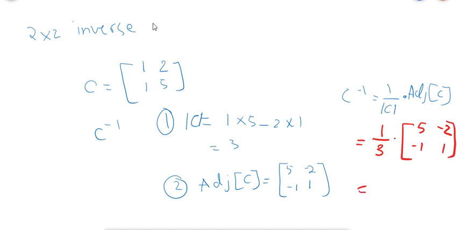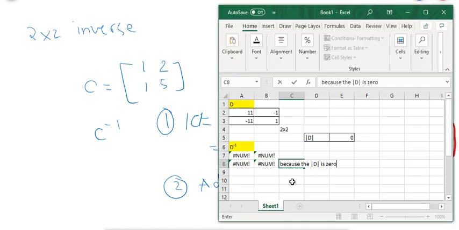This is equal to 1 over 3 multiplied inside the matrix, because it is a scalar multiplication. It will be 5 over 3, minus 2 over 3, minus 1 over 3, and 1 over 3. This will be the inverse matrix. Let me check our answer to see if it is correct or wrong.